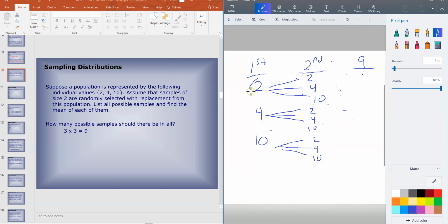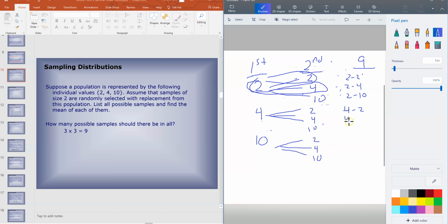The first one is getting a 2 and a 2. The next one is getting a 2 and then a 4. So 2-4. Then a 2-10. Down here, you might get a 4 and then a 2, which is different from getting a 2 first and then the 4.